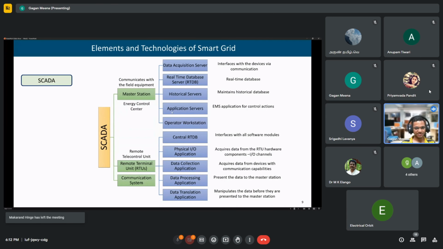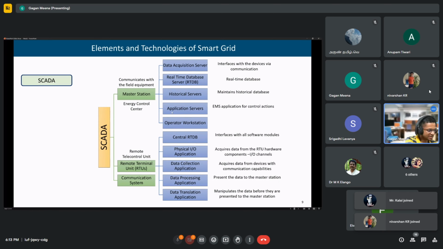And then there is the data collection center, which will collect data from the devices which have communication capabilities. Then the data processing unit will communicate the data to the master station. But before communicating the data to the master station, if the data requires any kind of conditioning or manipulation, then it is done by the data translation application. So once the data is fit to be shared with the master station, then it will be shared.